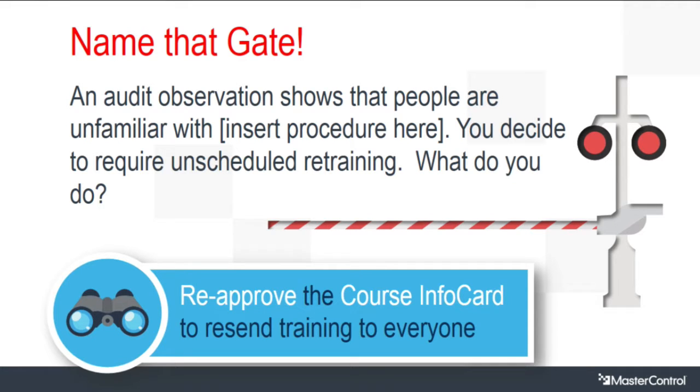Quick approve the course info card. There are some options now to help you fine-tune that too. You could go into the training folder and go to the individual users and say, I need these 10 people to retrain on an item. So it doesn't have to be an all or nothing situation where you send new training to every person. You can go in and pick which individuals need to retrain.